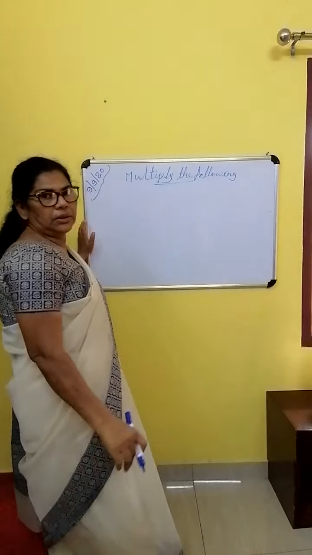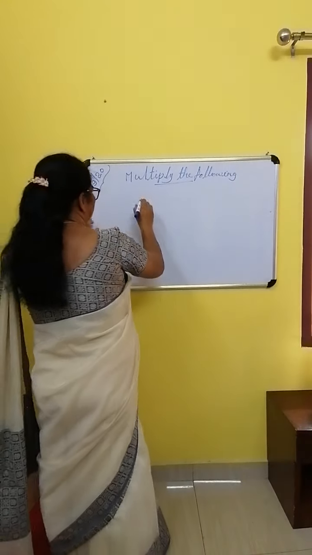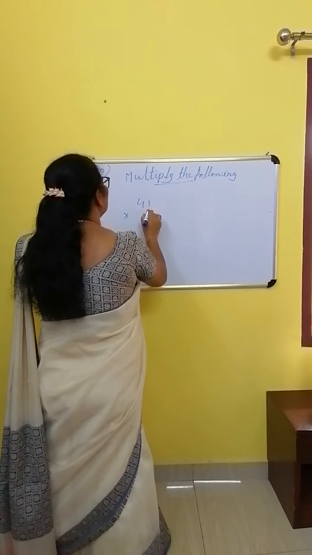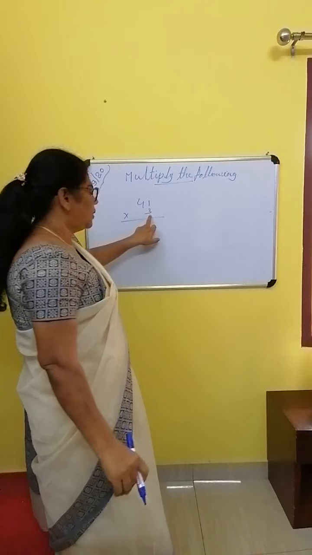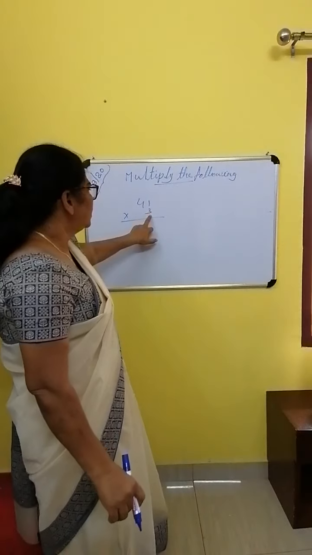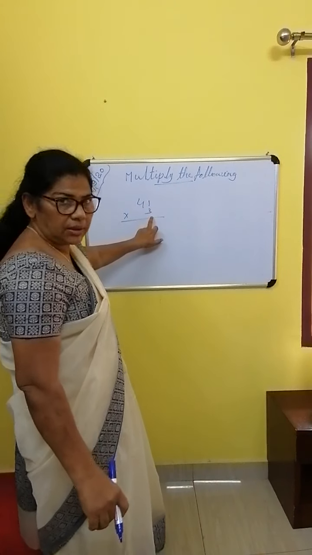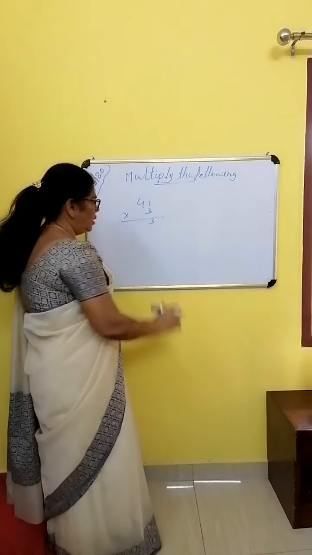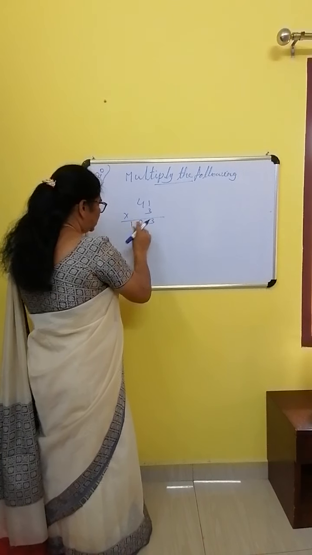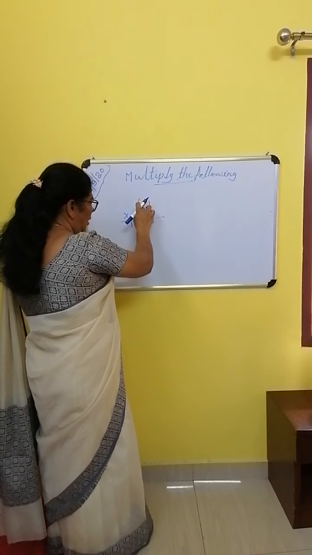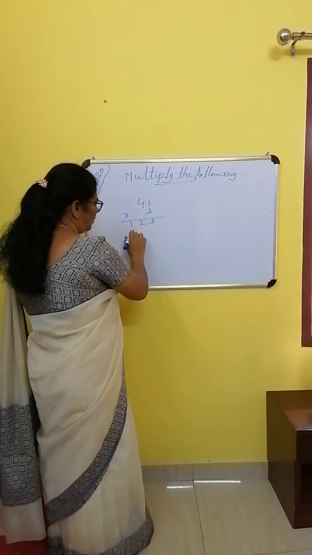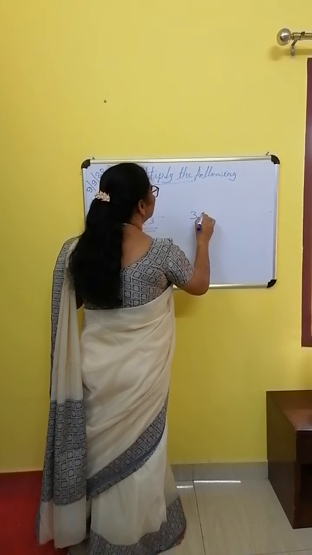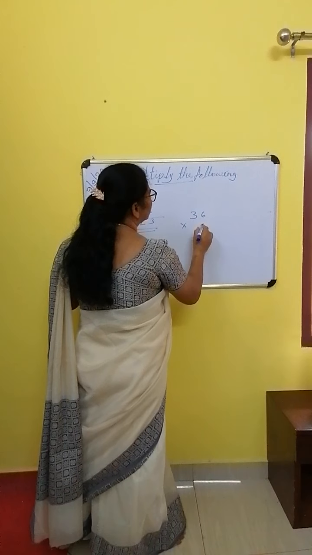Multiply the following. 41 into 3. See the place of the number written? 3. We are multiplying 41 by 3. 3 ones are 3. Okay. 3 fours are 12. See, write the number right against the number itself. Don't change the position. 123.